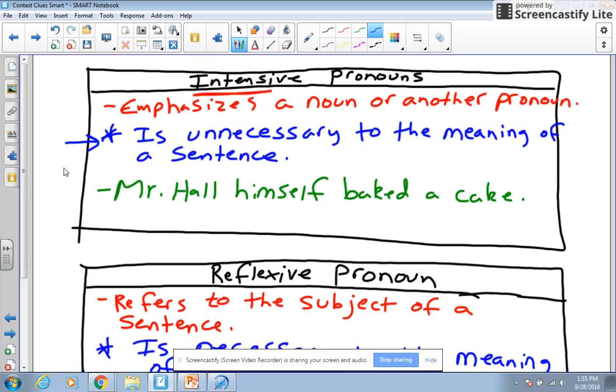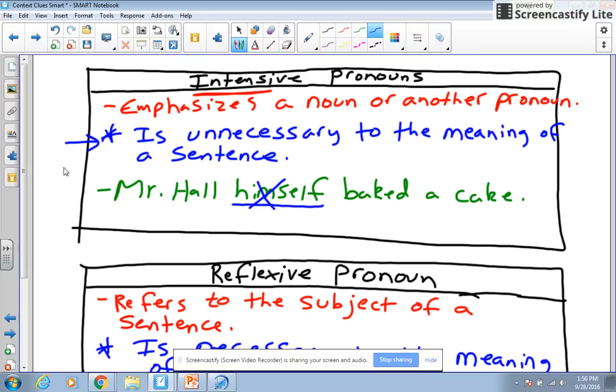So let's take a look at an example. Mr. Hall himself baked a cake. Himself is the pronoun in this sentence. Notice how if we took himself out, this sentence would still make sense. Mr. Hall baked a cake, the sentence would make sense. So the only job of himself is to make this sentence more intense.